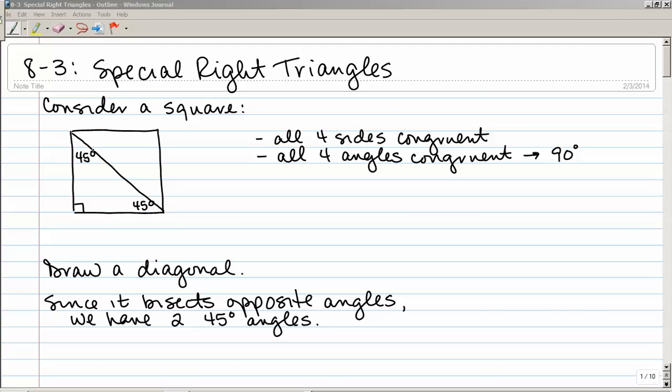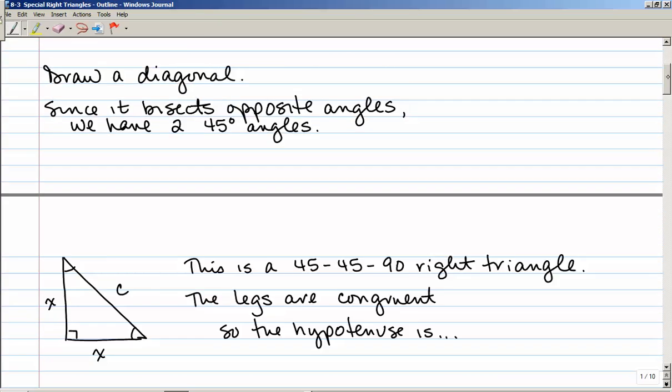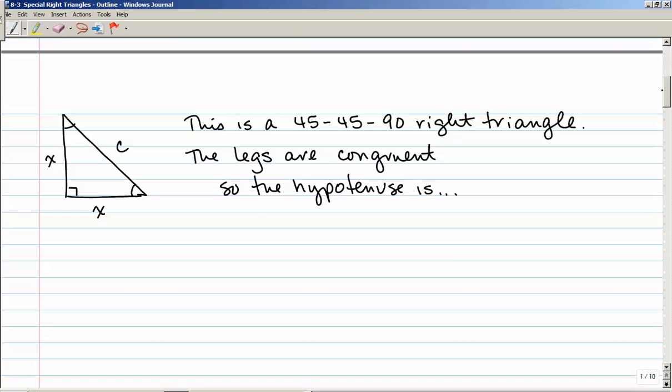Now, when we draw a diagonal, because the diagonal of a square bisects opposite angles, we have two 45-degree angles in each corner. So what was once a 90-degree angle is now 45. And what we have here is what we call a 45-45-90 right triangle. One of these triangles created by drawing the diagonal has two 45-degree angles and a 90-degree angle. As I said, we call this a 45-45-90 right triangle.